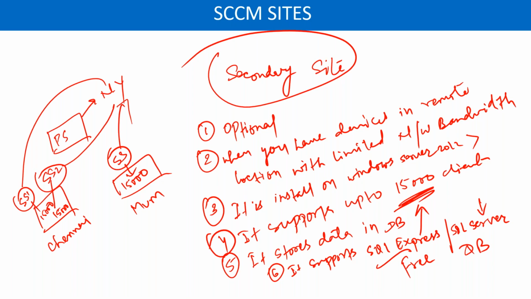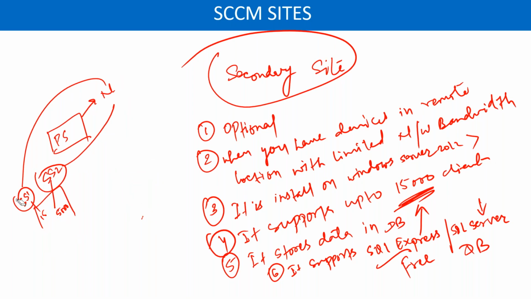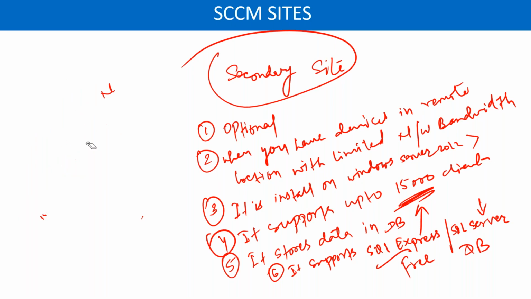Okay. Then, without a primary site, a secondary cannot exist because primary is like a parent for secondary. So it cannot exist. Point number seven, a secondary site cannot exist without a primary site. Without a primary site, you can't have a secondary site.